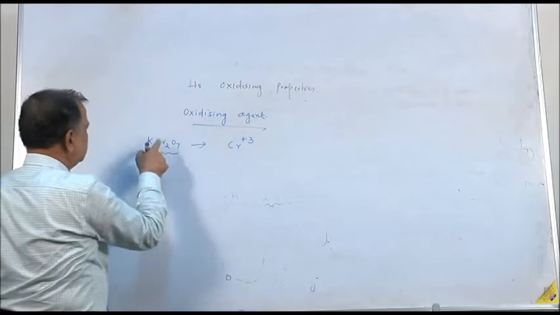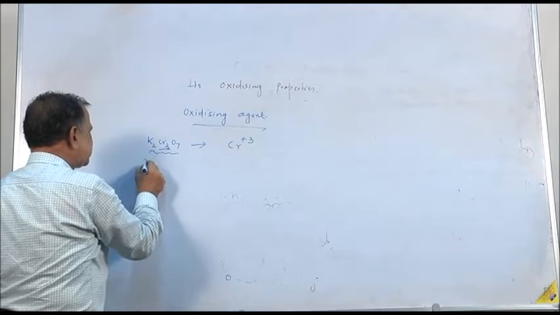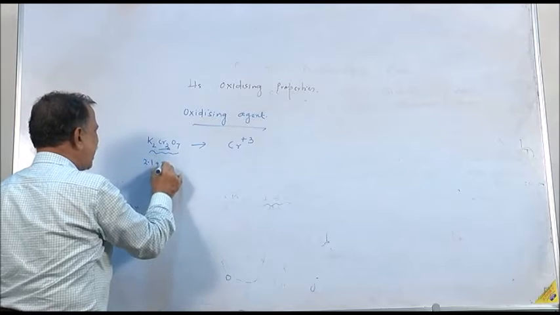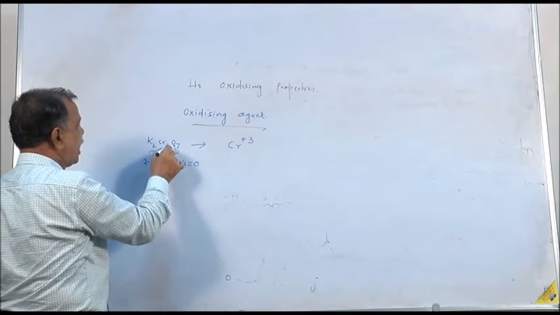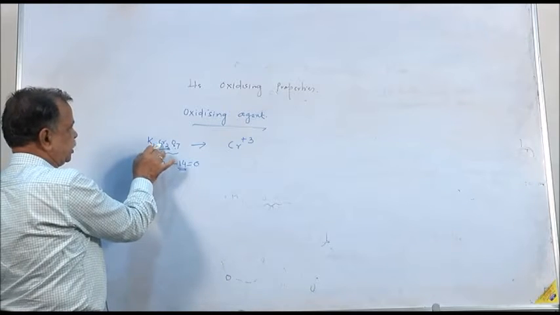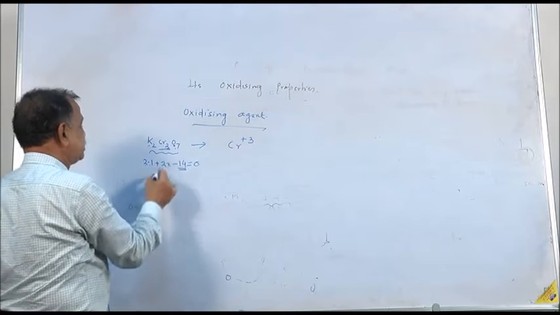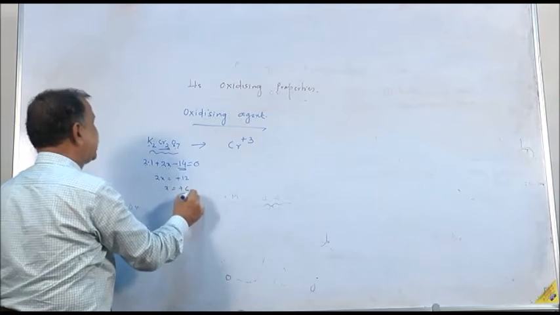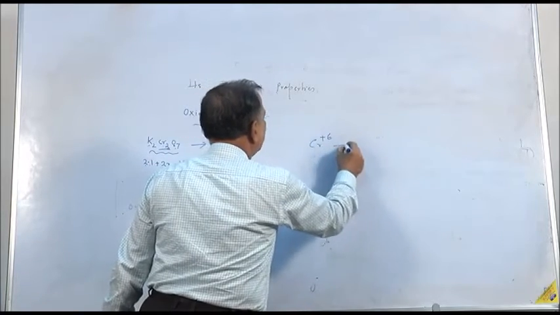Look at the chromium here. What is the oxidation state of chromium? For each chromium, 2x plus 2 into 1 plus 2x minus 14 is equal to 0. This minus 14 is because each oxygen is minus 2, hence 7 into minus 2 equals minus 14. So 2x is equal to plus 12, so x will be plus 6 state. So chromium changes from plus 6 state to plus 3 state.